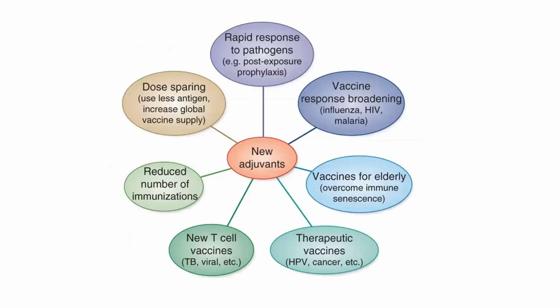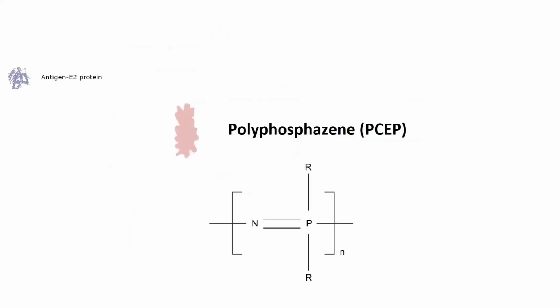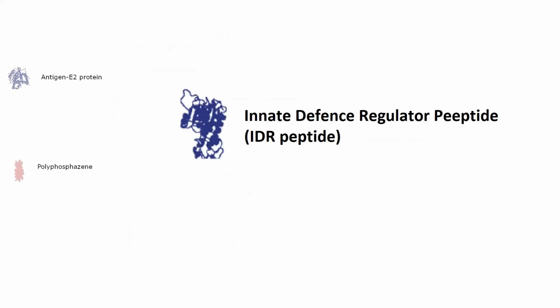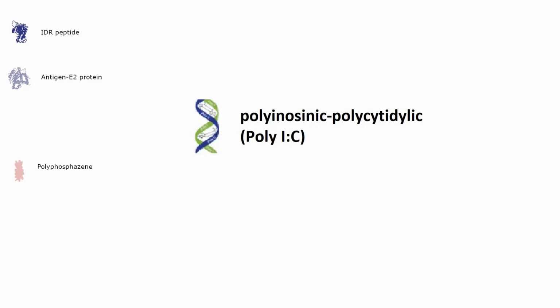Adjuvants are crucial components of vaccines and play an important role by improving the immunogenicity of vaccines. In the current research work, a recently developed tri-adjuvant platform, a combination of polyphosphazene, referred to as PCEP, innate defense regulator peptide, referred to as IDR peptide, and poly-IC, has been employed to prepare the vaccine.